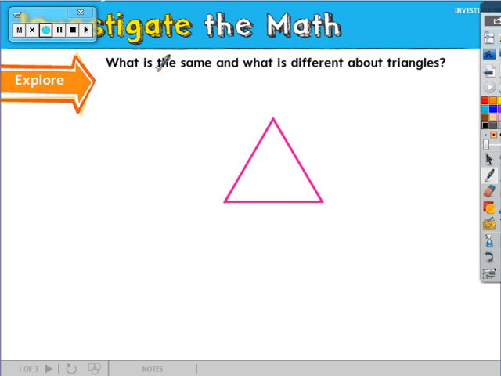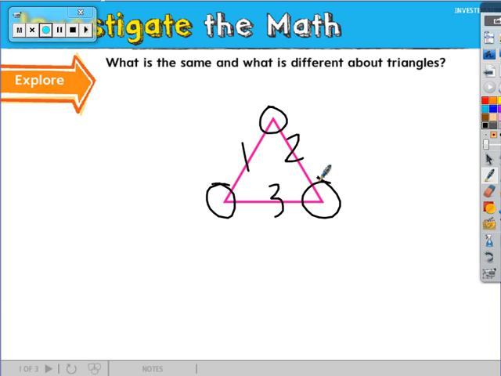Okay. So, what is the same and what is different about triangles? All triangles have to have what? 3 sides. Along with 3 sides, they have to have 3 angles. So when we're looking at our triangles, we always know that they're going to have 3 sides and 3 angles. Now, do those 3 sides always have to be the same? No. Do the 3 angles always have to be the same? No.